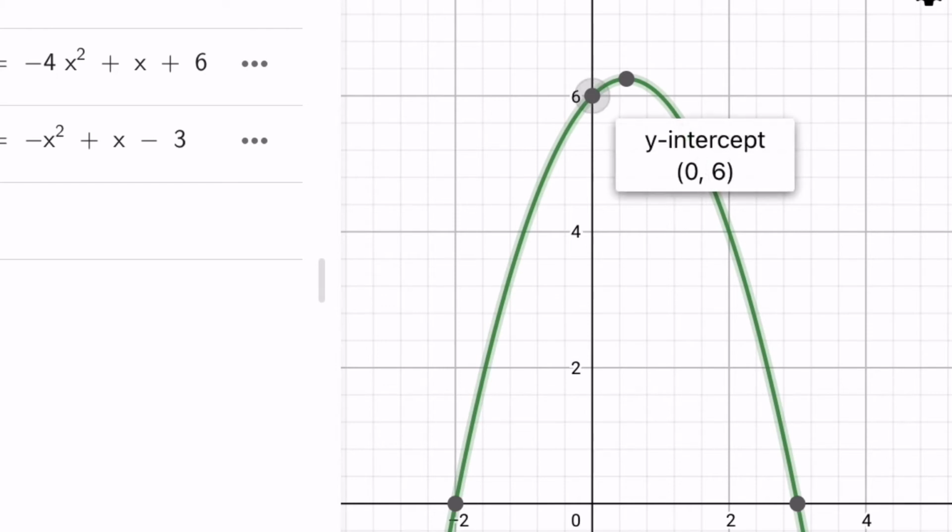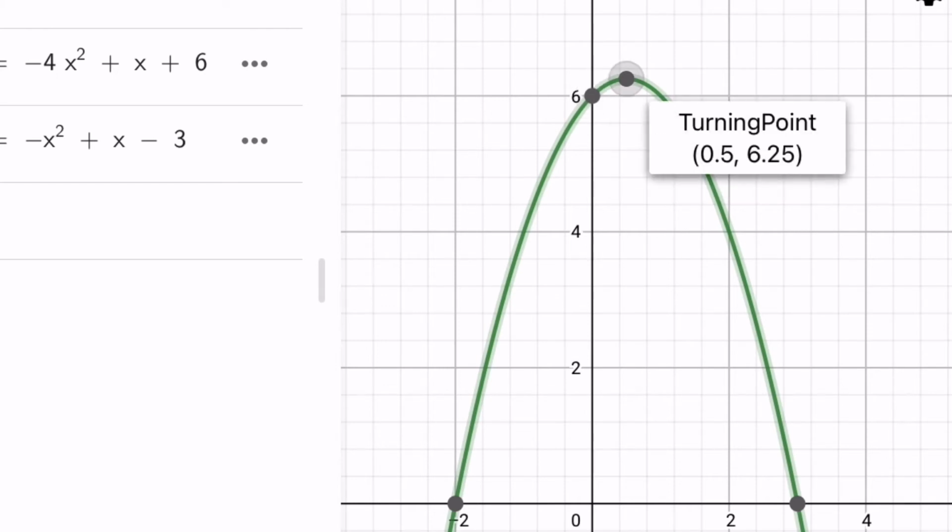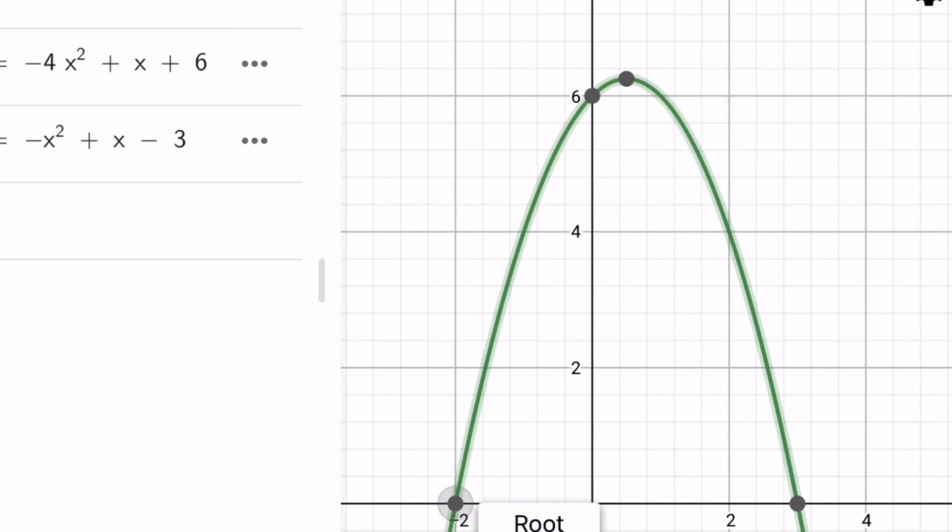And the maximum point is here. If you look, the maximum point is (0.5, 6.25). The highest value of y is 6.25. The axis of symmetry is x equals 0.5. And these are the roots. The roots are -2 and 3.